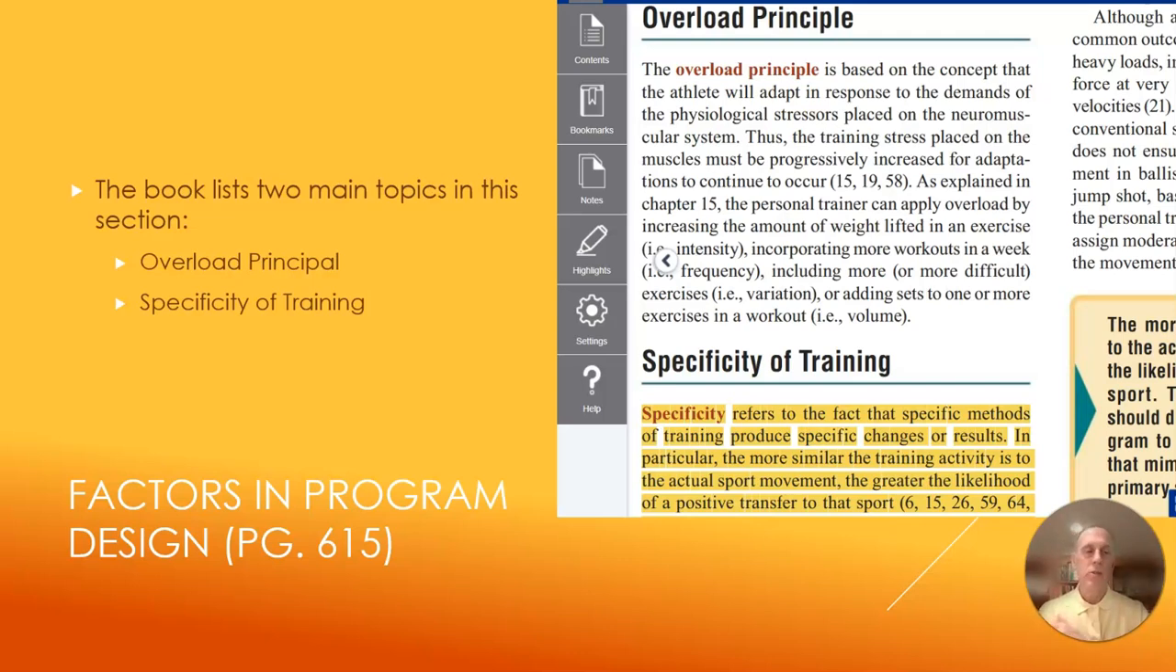Otherwise, what ends up happening is your body will respond, go through the alarm stage, respond, adapt, and just stay at homeostasis unless you change the intensity or the frequency or the volume or the load, or you add exercise variety, some kind of variable change in that process. Now, specificity refers to the fact that specific methods of training produce specific changes or results.